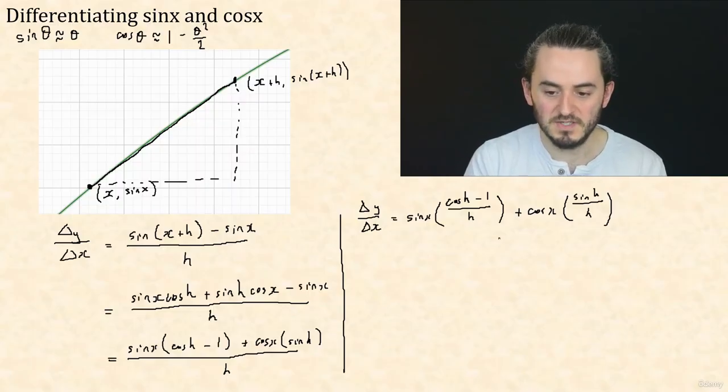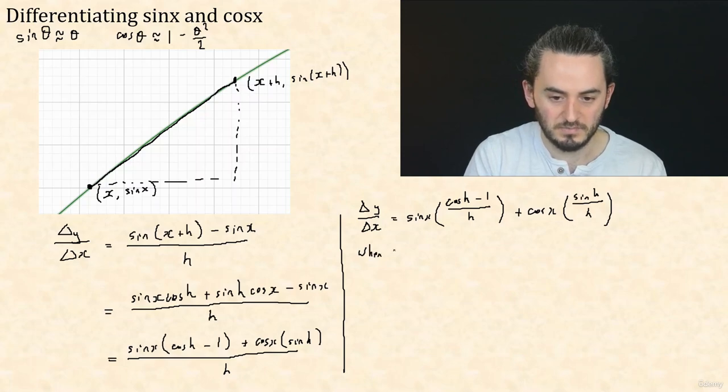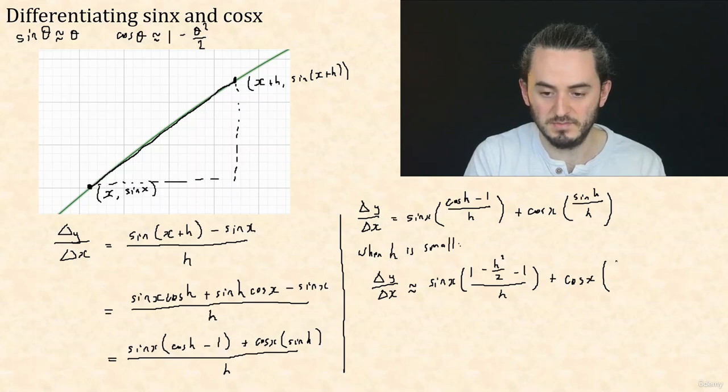So let's apply these small angle approximations now. What I can say is that when h is small, we have change in y divided by change in x is approximately equal to sine x times, and then what was cos h? Cos h when h is small is 1 minus h squared over 2. And there's still the minus 1 there, and that's still all divided by h. And then we've got cos x here, and then sine h is approximately equal to h.